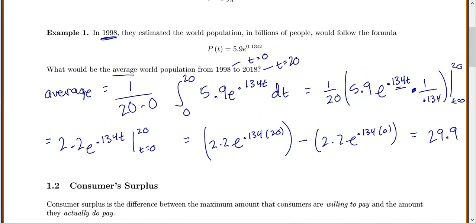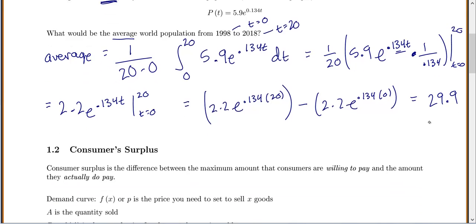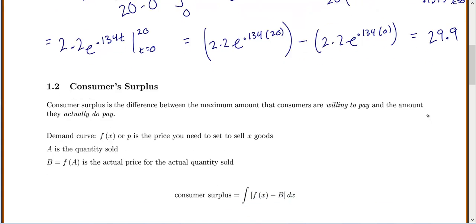And so our final answer, they were predicting, this is back in 98, I'm sure they revised their prediction, they predict that the average world population from 98 to 2018 in billions would be 29.9 billion. So that's going to be a lot. We'll see what their new revision is.